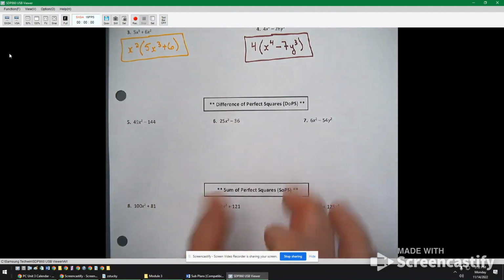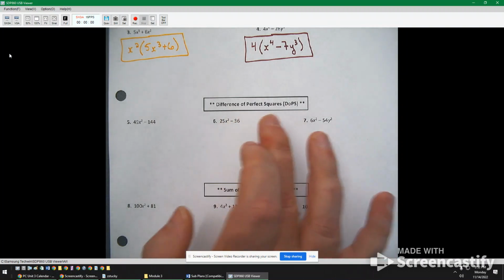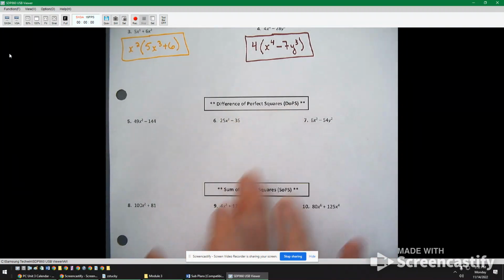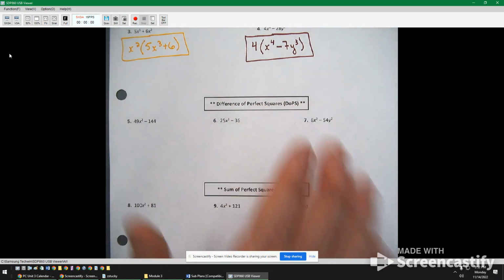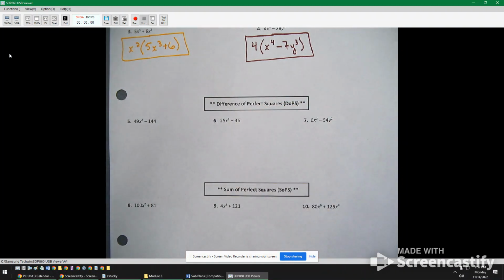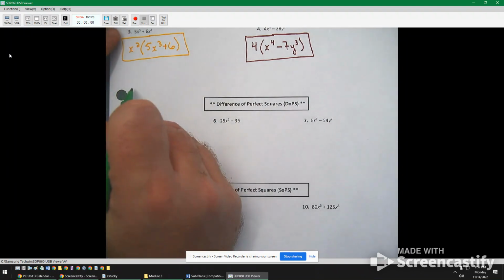The next 2, actually, I'm going to kind of do in combination. Difference of perfect squares, which I call dopes, and sum of perfect squares, which I call SOAPs. So in both cases, we're talking about these things called perfect squares. So let's do a quick list of the perfect squares. Let's do the first 15.